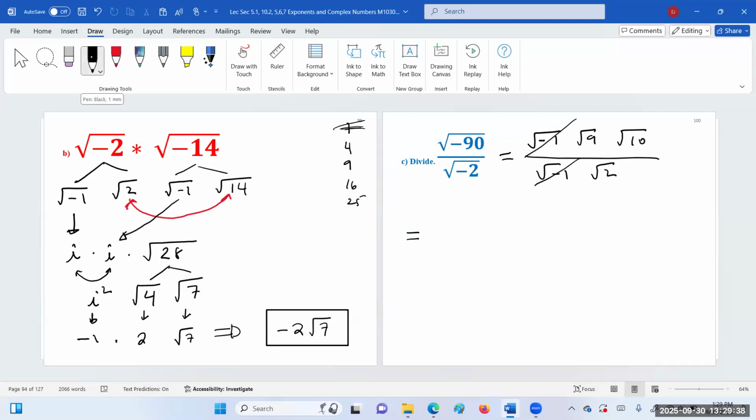Now, what do you see now? -1 cancel out. So what is left? What is square root of 9? 3. And then here's square root of 10, and here's square root of 2. You're not wrong. Perfect. Now what do you think?